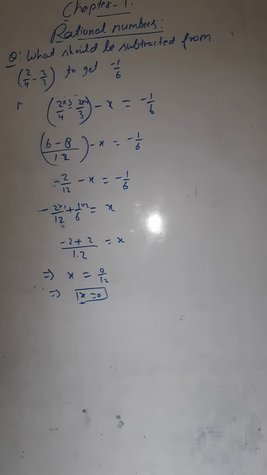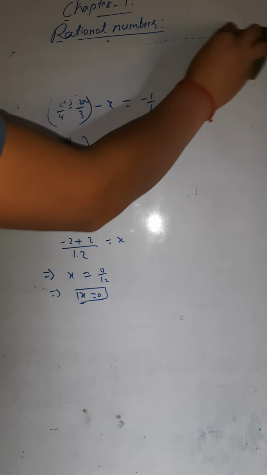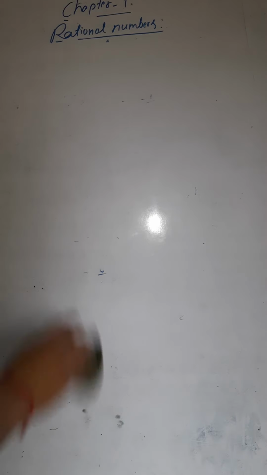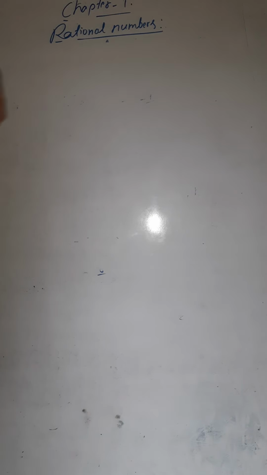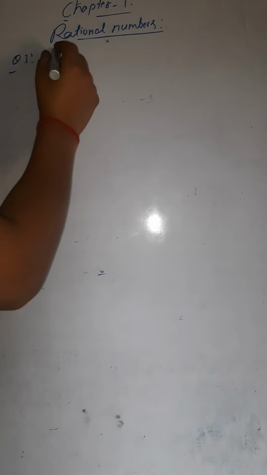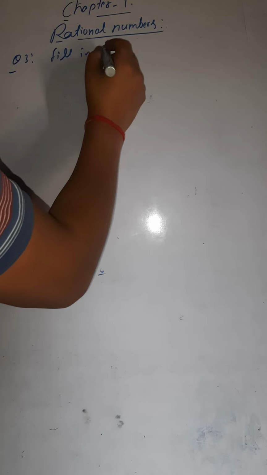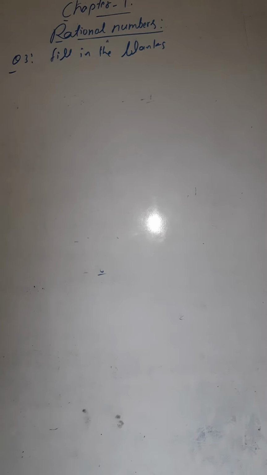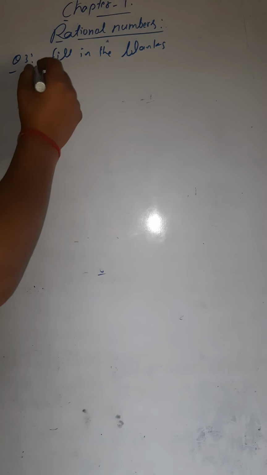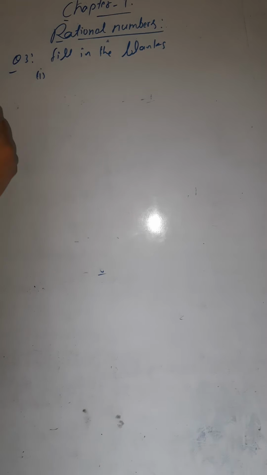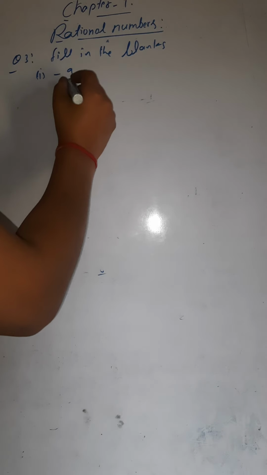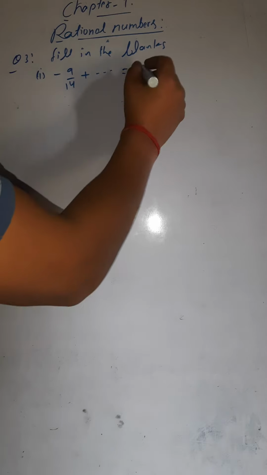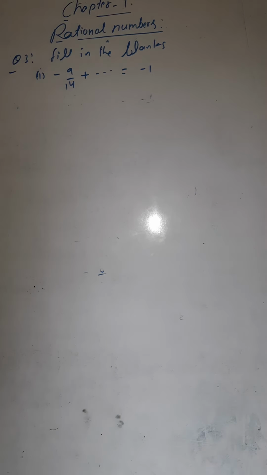Now moving to the next question, just note it down. Some other questions also we are going to do here. Next question, question number 3, today's third question, fill in the blanks. So the first part of the question is minus 9 by 14 plus dash is equal to minus 1. Means here I have to fill.